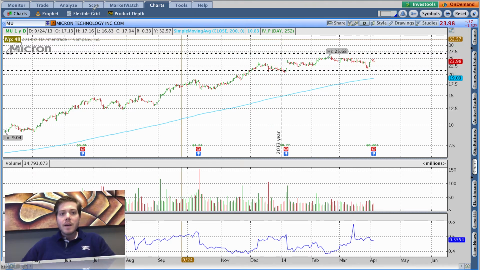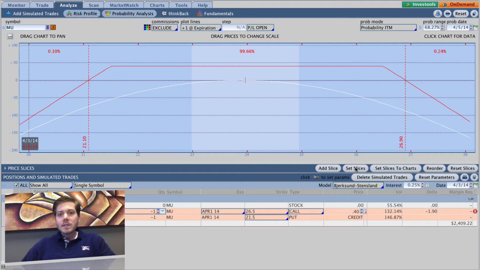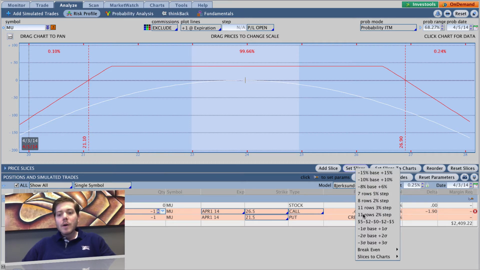Any strategy that you have, break evens, it'll do it. There's another way to do it. You can click set slices, and again, I don't know how I overlooked this, and go down here to set slices to chart, choose that top left, same situation.